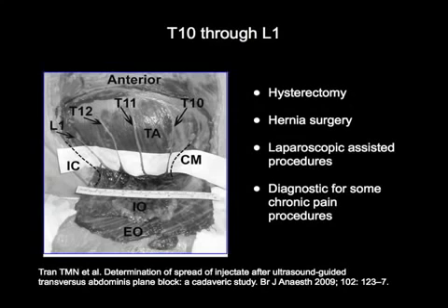Here is a gross dissection of the nerves in the transversus abdominis plane. This block can provide effective postoperative analgesia for hysterectomies, hernia surgery, and laparoscopic assisted procedures, as well as other procedures involving incisions below the umbilicus.